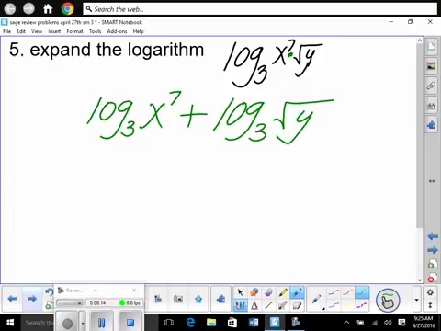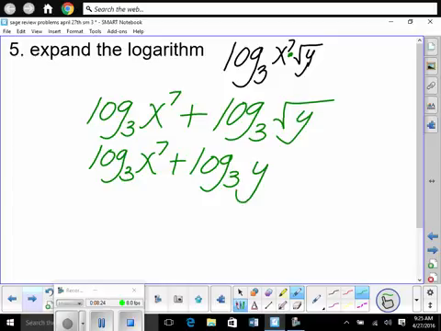Now, it's not expanded until you fix your exponents. So one thing I want to point out, this is equal to log to the base 3 of x to the 7th plus log to the base 3 of y to the, roots are on bottom, right? Powers are on top. What's the power on y? 1. What's the root? 2. So y to the 1/2 is what we really have. Isn't that equal to the square root of y, guys? Okay. So now we'll fix our exponents. If you have an exponent, you take it, pull it down in front to be multiplied.